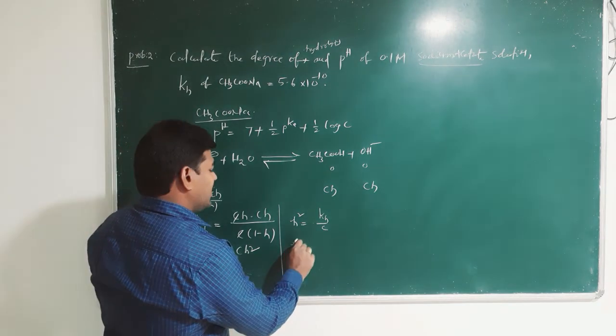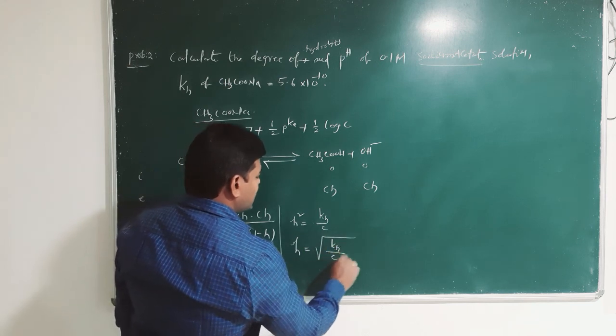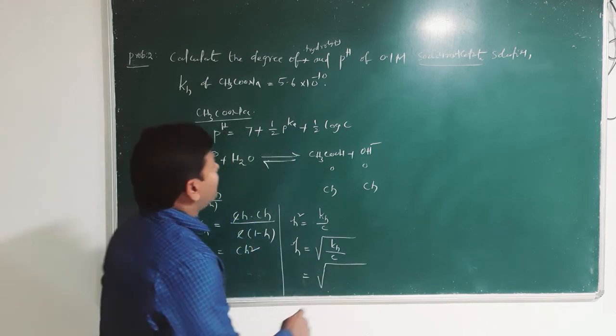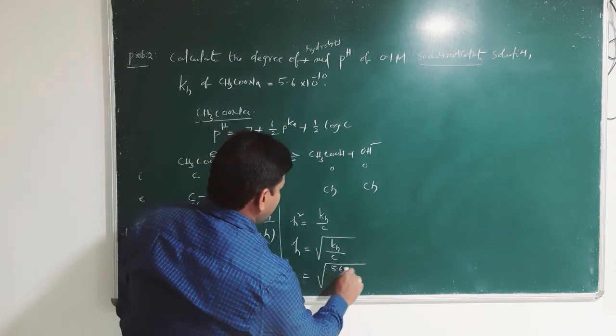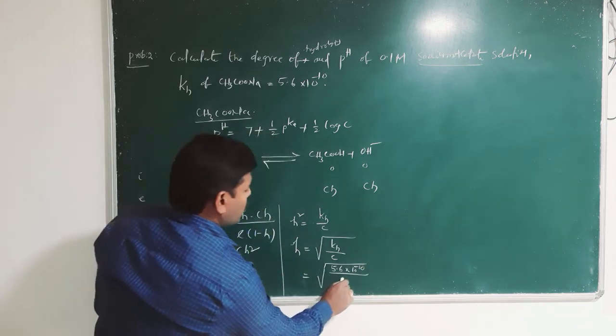How can we find the degree of hydrolysis? h is equal to root Kh by C. The Kh value they already gave, that is 5.6 into 10 power minus 10, by concentration 0.1.